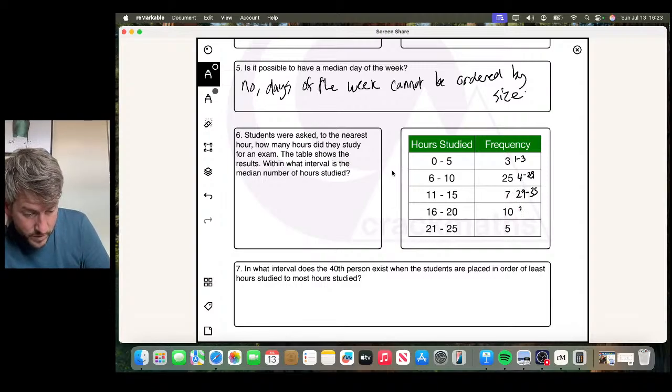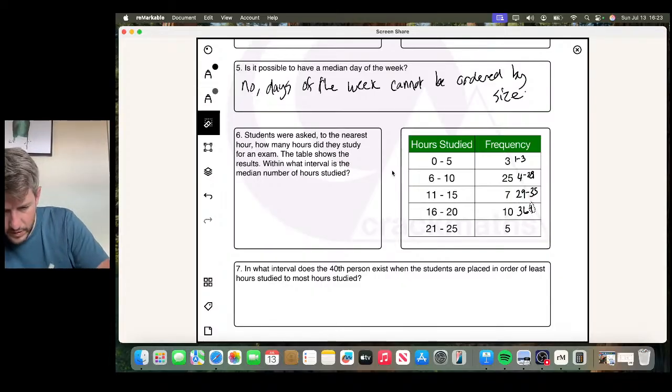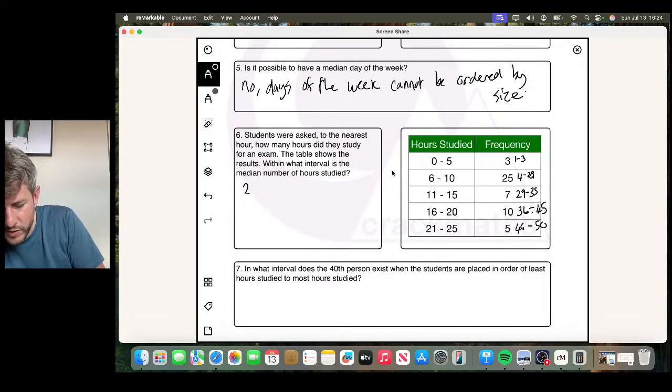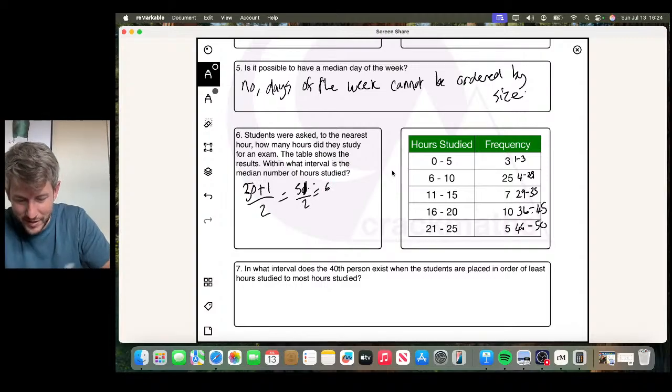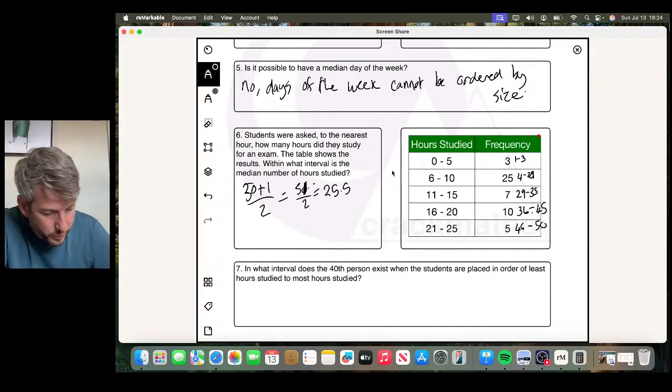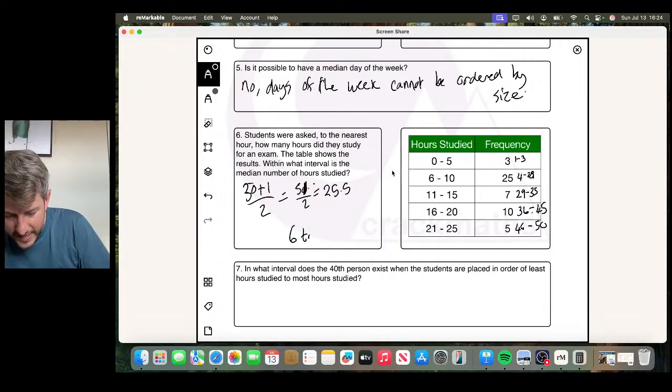This is person 36 to 45. This one is person 46 to 50. Okay, now for the median, there's 50 people altogether. 50 add 1 divided by 2, so that's going to be 25.5. So we're looking at the 25th person. Well, they fall comfortably within this group, so it's 6 to 10 hours.